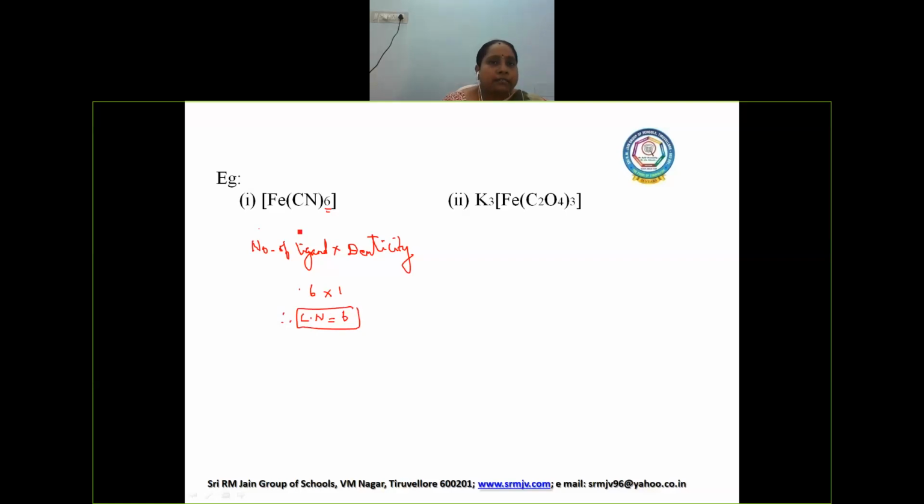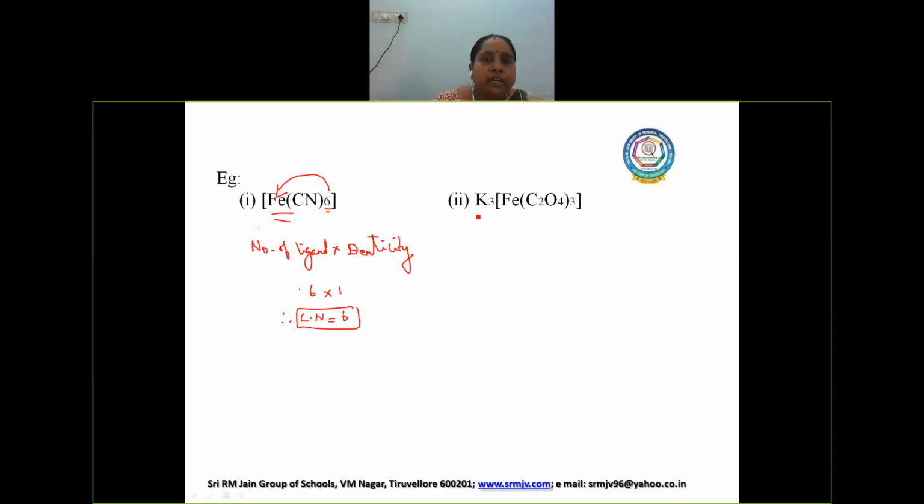Okay, iron, the coordination number of iron is 6, right? So easily you can identify it with the number of ligands directly attached to it. You can identify that the coordination number will be 6, or whatever number is given here, if it contains a single unidentate ligand. Okay, now look at the second case.